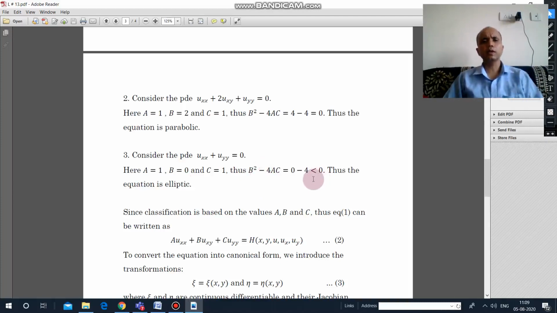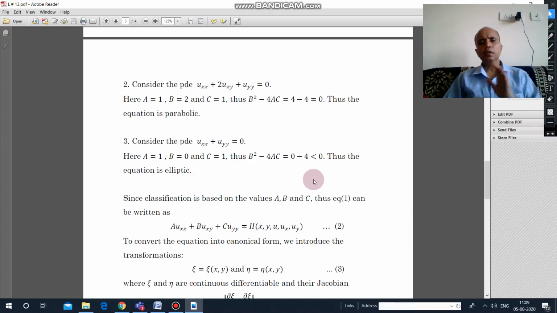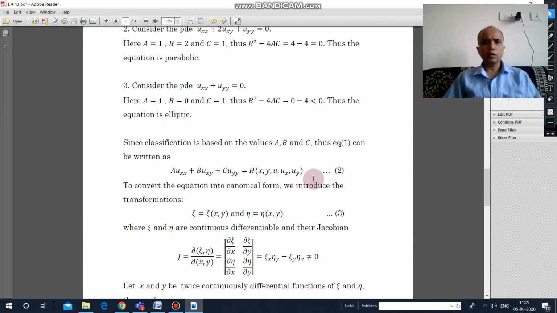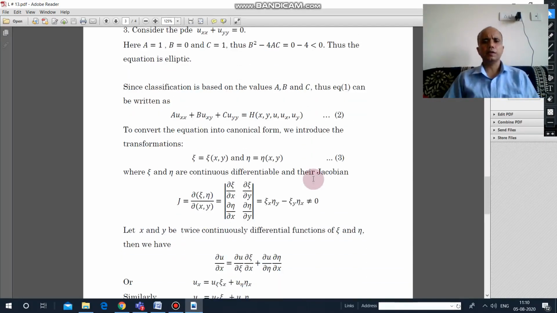How can you classify a second order linear partial differential equation? Clear? Now the second part is the reduction of second order linear partial differential equation into canonical form. I will discuss this in second lecture, but the important thing, the previous calculations which are needed, I am going to do here to solve all these things. Clear? Now look at this.